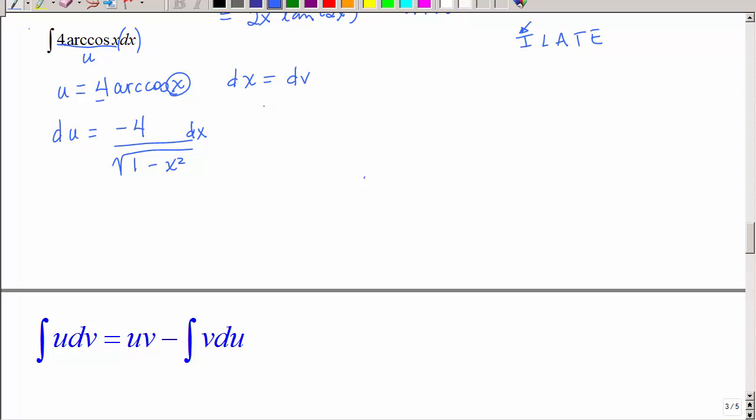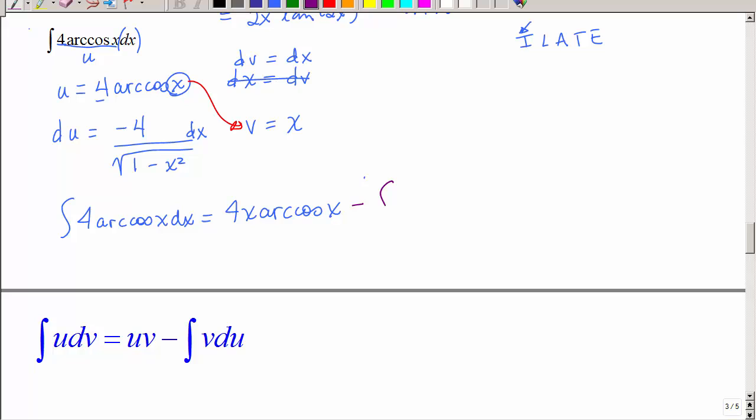Okay, so here, actually I kind of wrote it backwards, sorry about that. So usually I've been writing it as dv equals what's left over. So solving for v is equal to x, and again we're putting that plus c at the end. So we have our problem, 4 times the arc cosine of x dx equals u times v. So 4x arc cosine of x minus v du. So since I have that minus and this minus, I'm going to make that plus 4x over the square root of 1 minus x squared dx.